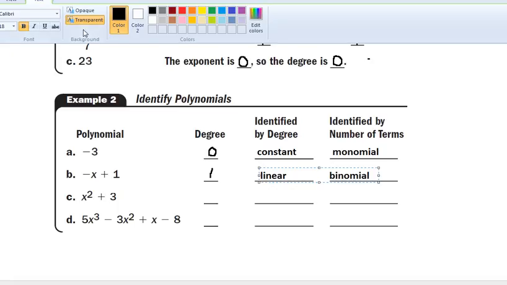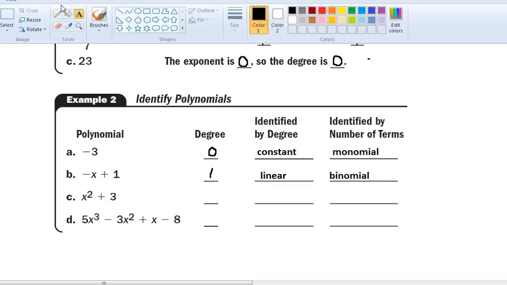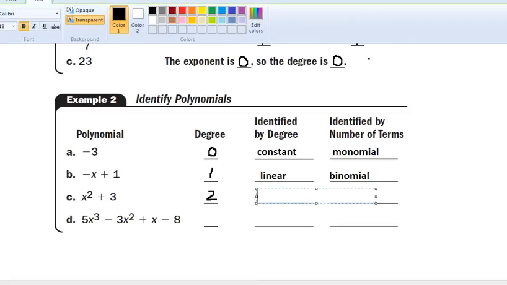All right, next one. We've got x squared plus 3. Now we've been graphing a lot of these. Look at the 2 there. That says that this thing is to the degree of 2. And if we identify it, well, we've been calling these quadratics as we graphed them. And that is also, since there's 2 terms, called a binomial.